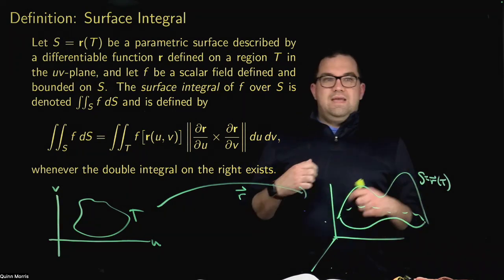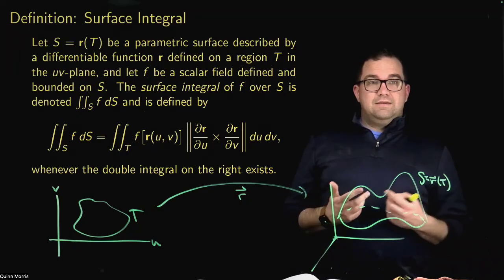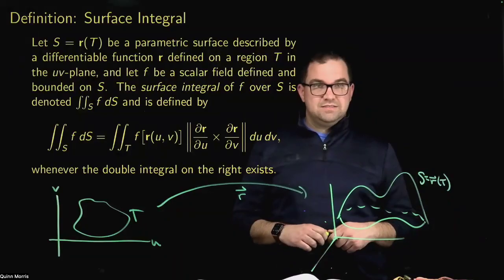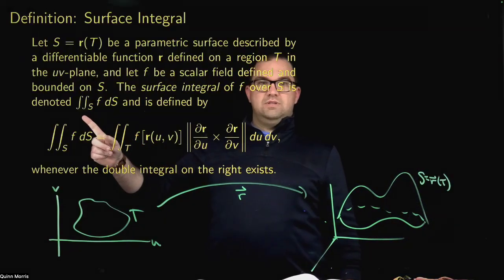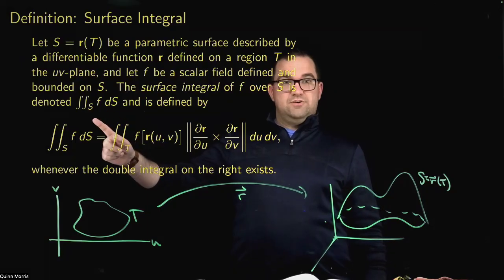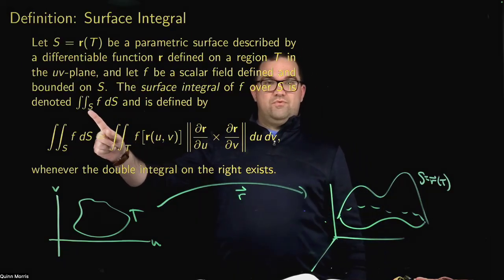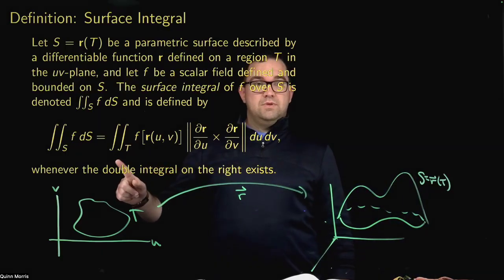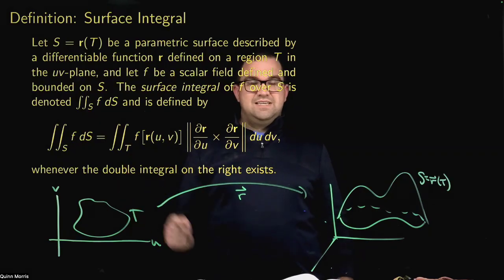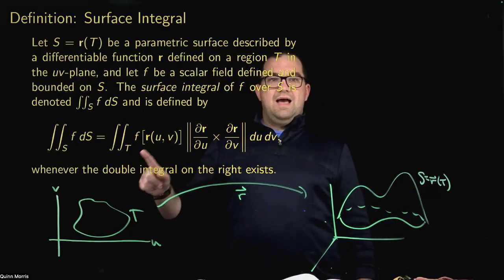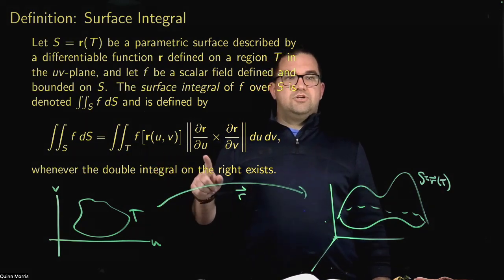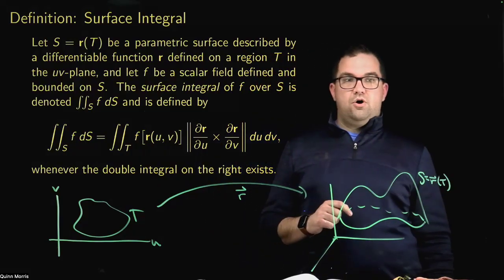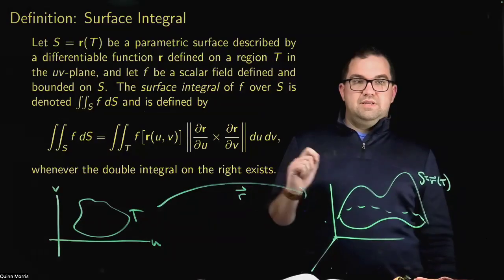Okay. So if I have all of those things defined, then I can define the surface integral of F over the surface S, which we'll denote as, this looks like a double integral, but it's really a surface integral. So it's the integral of F over the surface S. We'll define that by a double integral. So this is the double integral over the region T of F of R of UV times the norm of the fundamental vector product dr du cross dr dv du dv.